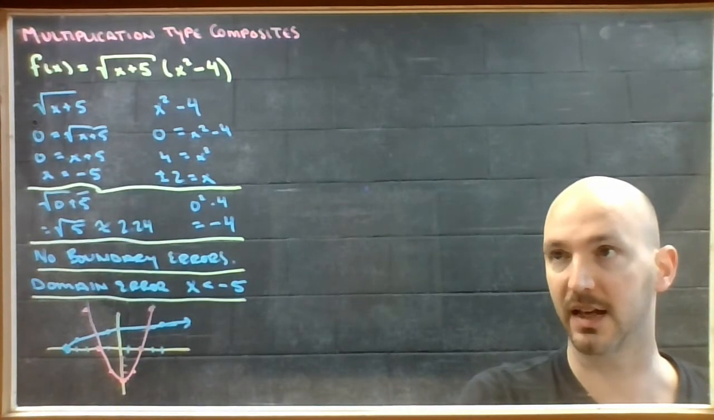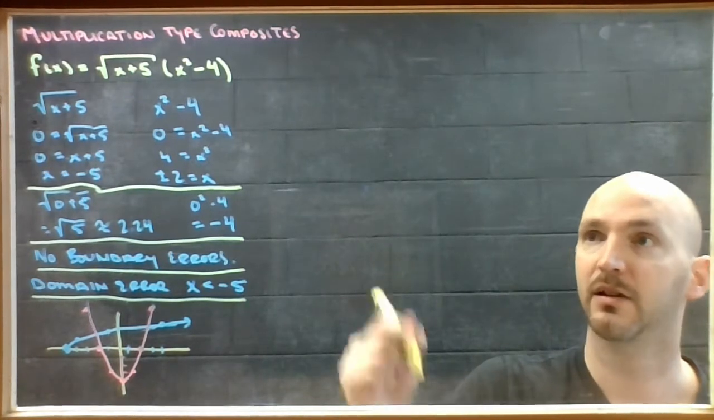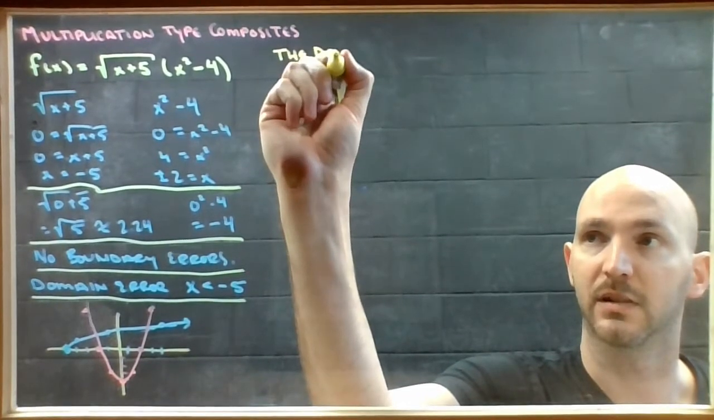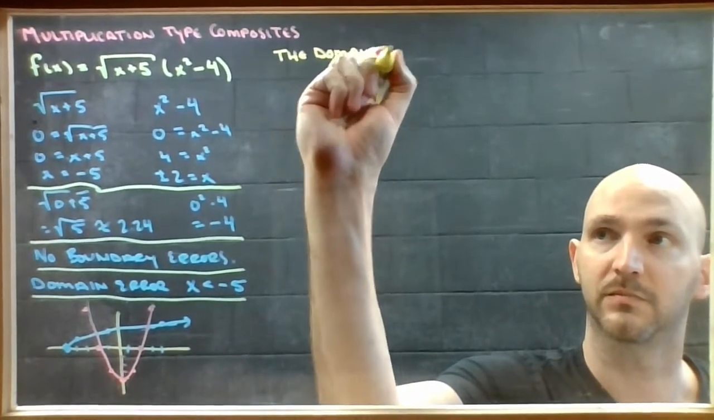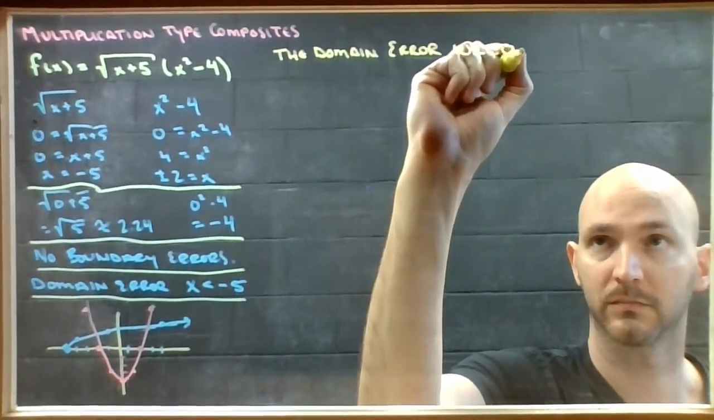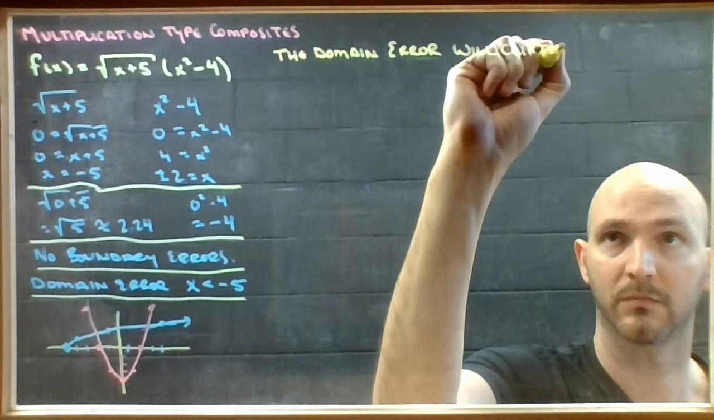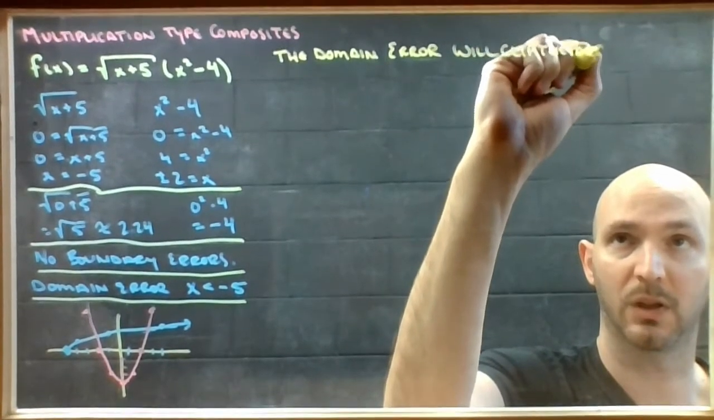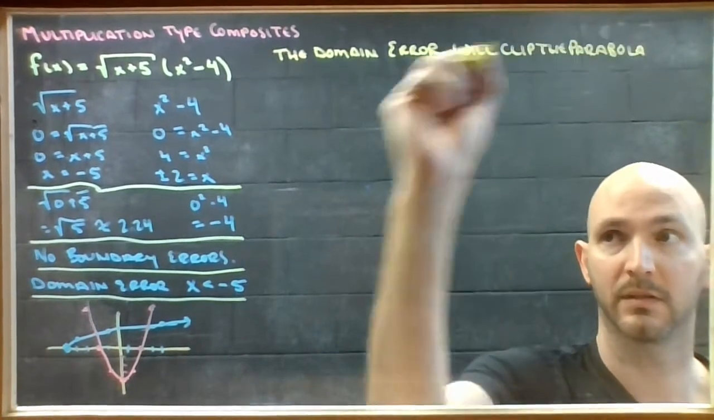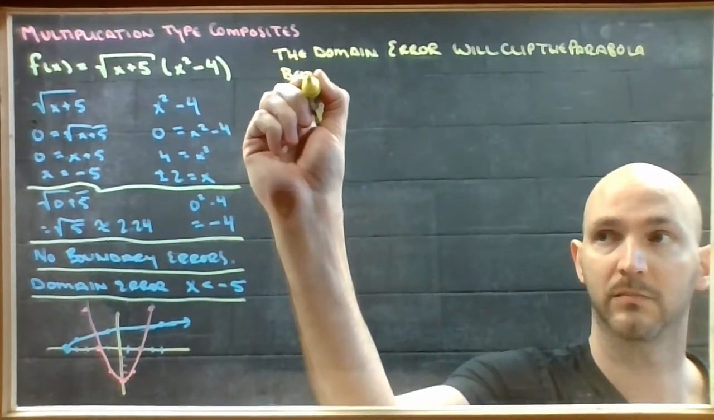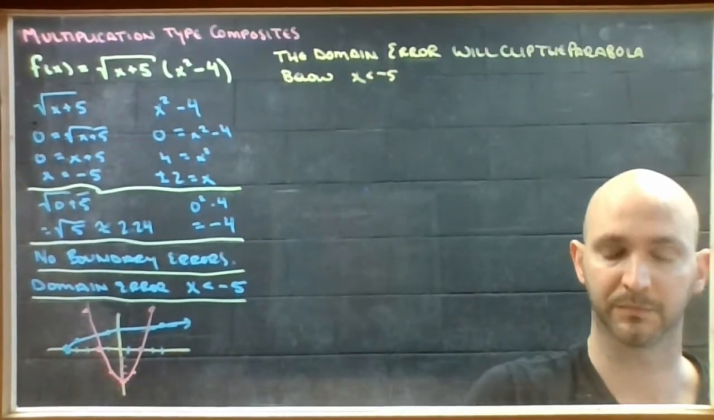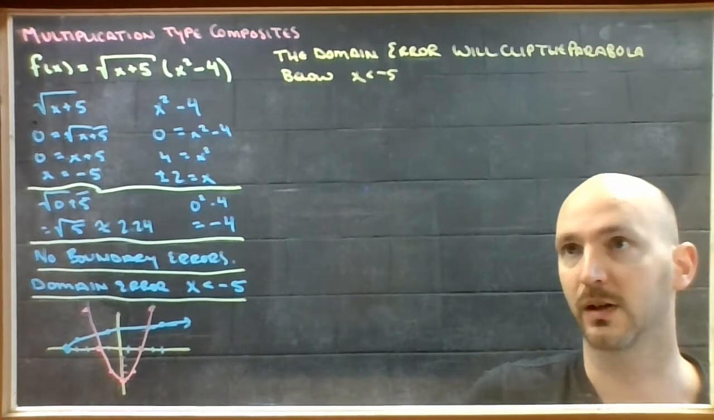So if I make a little statement about that, the domain error will clip the parabola below x is -5. Okay, good.